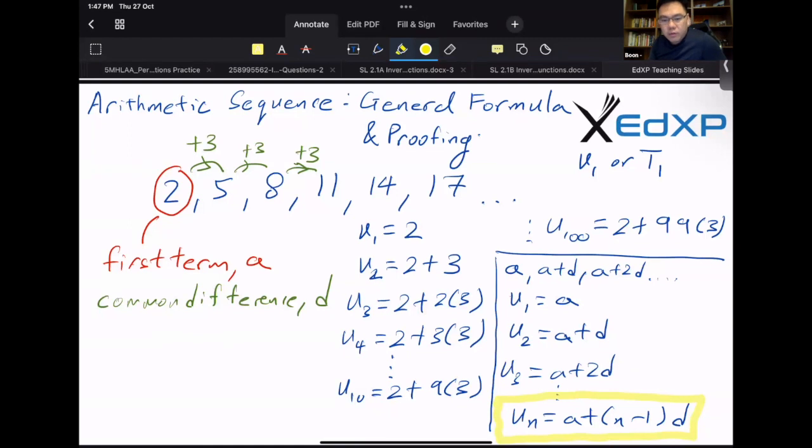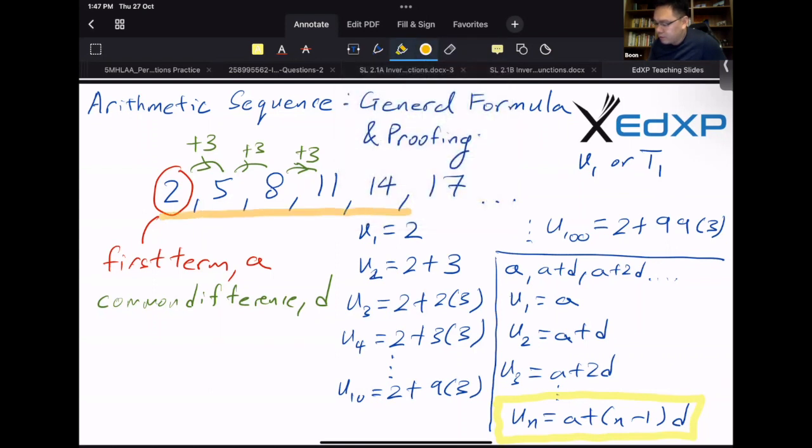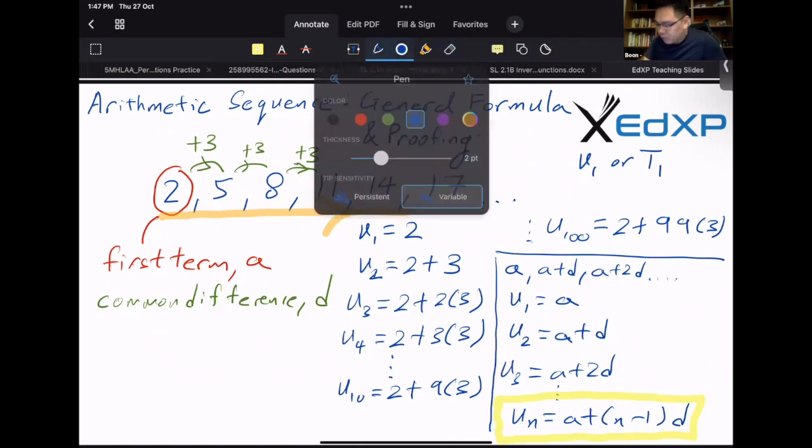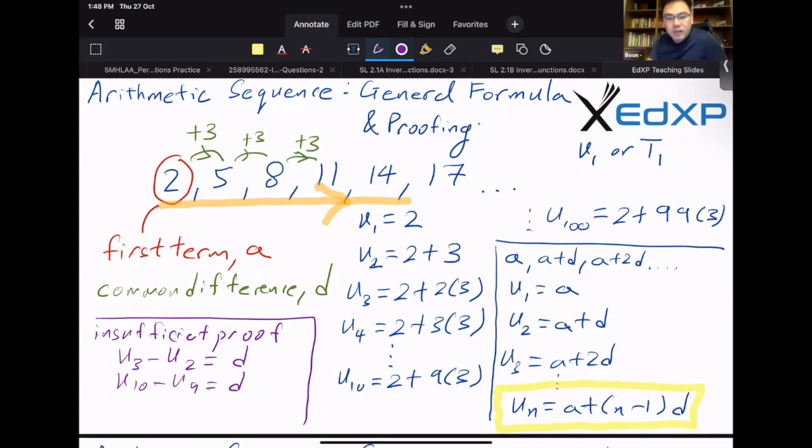And the next thing we need to know is how do we prove that this entire sequence is arithmetic? One of the mistakes that students make is what we call insufficient proof. Insufficient proof occurs when you simply prove that, for example, U3 minus U2 equals the common difference, or U10 minus U9 is equal to the common difference. We can't do this. We have to prove for the entire sequence.